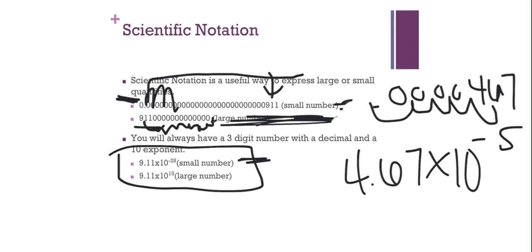I moved my decimal place 5 times, but I moved it in the opposite direction. There are a lot of zeros there. That would indicate a small number with a negative exponent. Hopefully that makes sense. We will practice this in class, so don't freak out right now if you don't get it. We will spend at least a day or two on this alone.